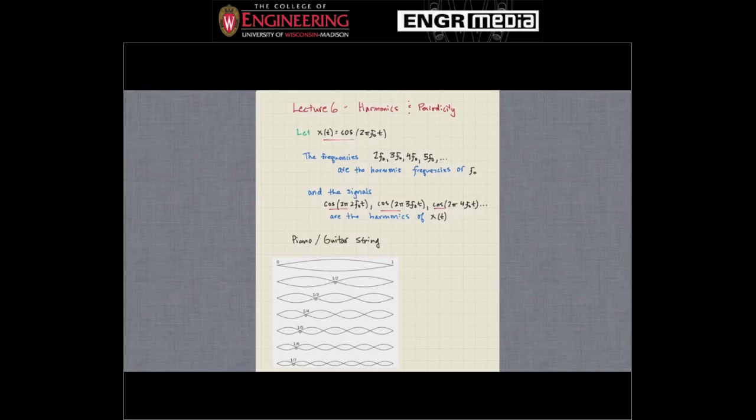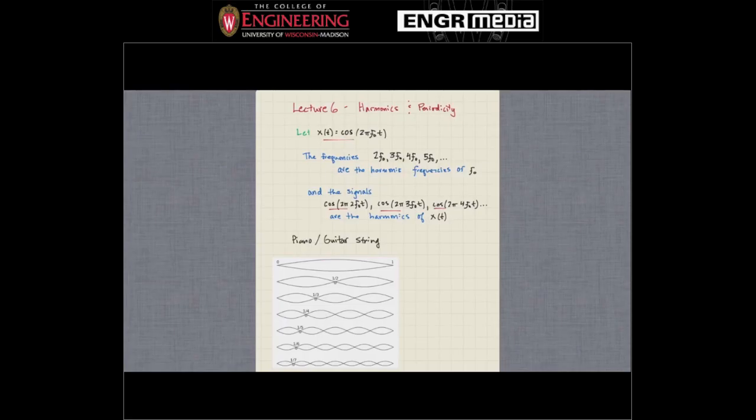So to begin, let's talk about harmonics and just have in mind this simple signal x of t equals cosine of 2 pi f naught t, where f naught is just what we'll call the fundamental frequency. So we would say that frequencies that are integer multiples of this fundamental frequency, so in particular 2 times f naught, 3 times f naught, 4 times f naught, and so on, those are the harmonics of the frequency f naught. And we would say the signals, cosine 2 pi times 2 f naught t, and then a cosine with frequency 3 f naught, cosine with frequency 4 f naught, those are the harmonics of the signal x of t.